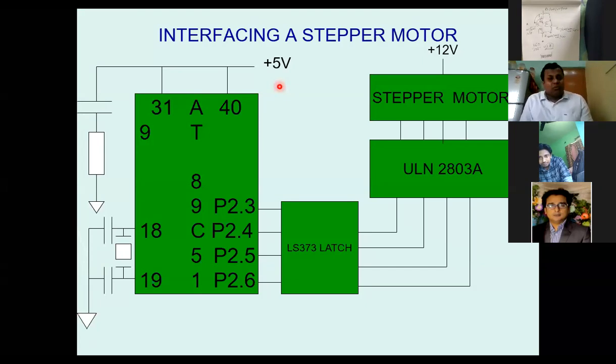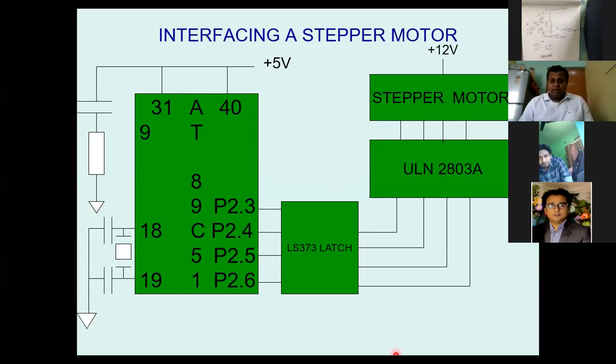If I am talking about the two coil energized method, then you energize AB at a time. AB is energized first, then BC, then CD, then DA, then AB, then BC. Means two coils at a time.